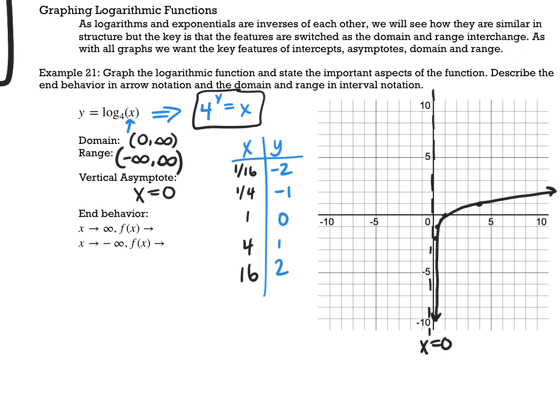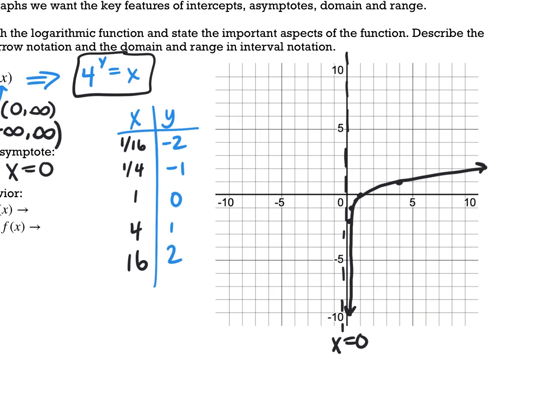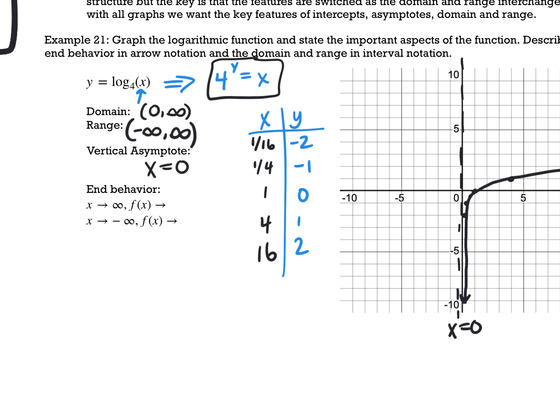So the end behavior gets a little tricky. We can see that even though it's slowing down, as x gets larger and larger, so will f of x. So it will rise to infinity. However, our domain is restricted on the left side of our graph. So what we will say is that as x goes to negative infinity, f of x does not exist, DNE. There's just no end behavior in that direction.